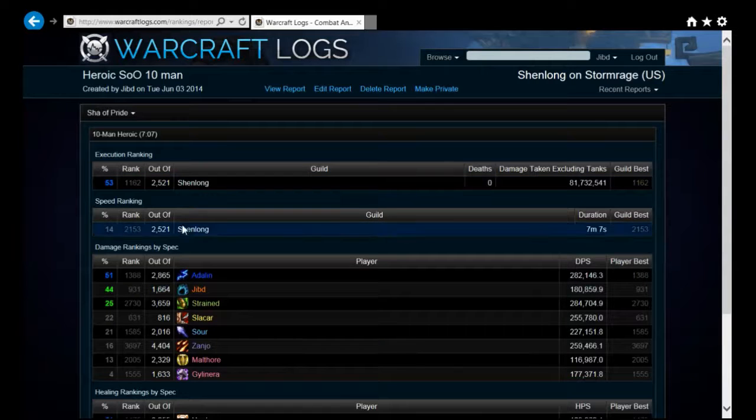The speed ranking, how fast did we kill them? Well, we're only at the 14 percentile, which is absolutely fine for me because we are in progression. This was our first kill, so people are still farming gear, so that's understandable.